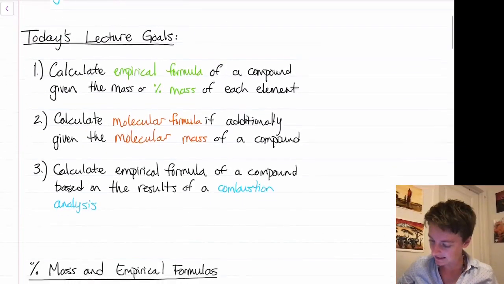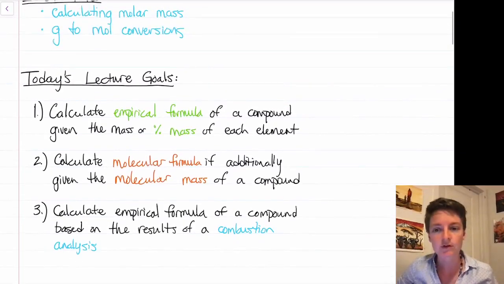Otherwise, today's lecture goals are threefold. First, we're going to learn how to calculate the empirical formula of a compound, assuming that we have some information about the masses present of different elements in a compound. Sometimes that may be given to us as raw numbers, or sometimes it might be given to us in terms of percent mass. Either way, we're going to see how that information can be used to calculate empirical formula.